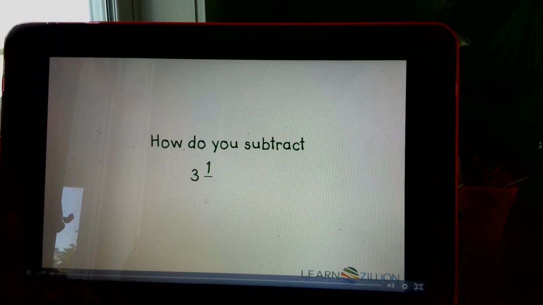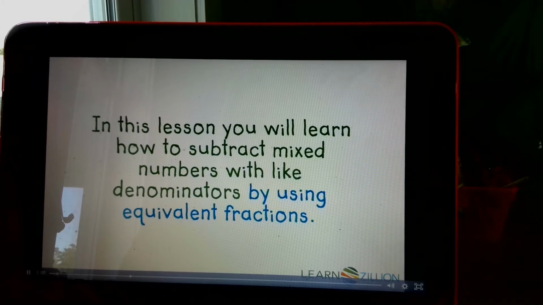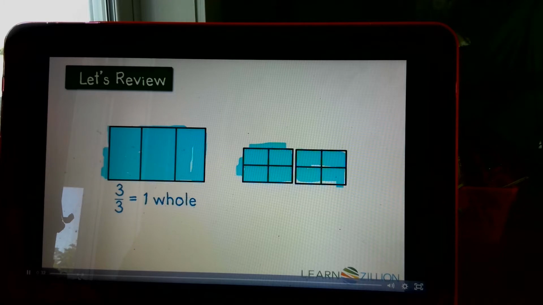How do you subtract 3 1/8 minus 1 1/8? In this lesson, you will learn how to subtract mixed numbers with like denominators by using equivalent fractions. Let's review. When we have a fraction, or in this case an area model, that is choosing all the parts, or they are all shaded, then we have one whole area model filled in. Our fraction will look like, in this area model, 3 over 3, which is one whole. That means all parts are chosen out of the number of parts that are in the area model.